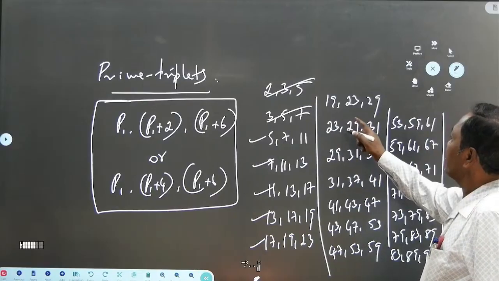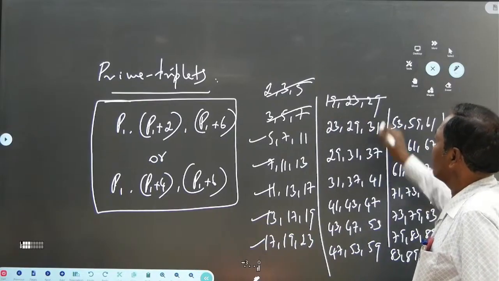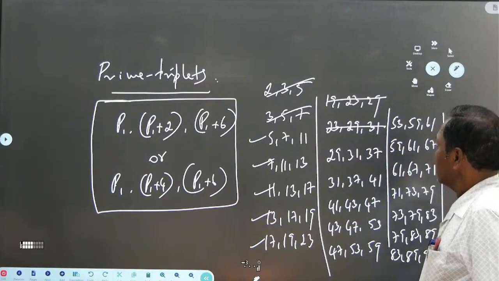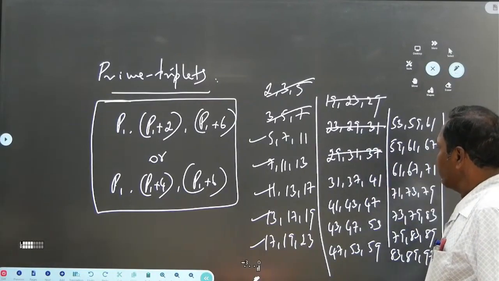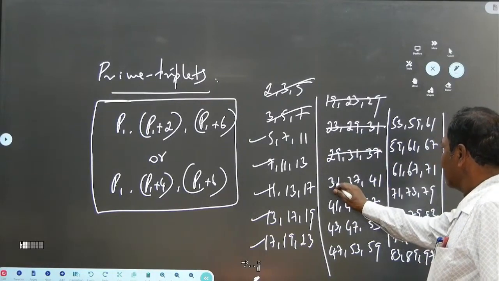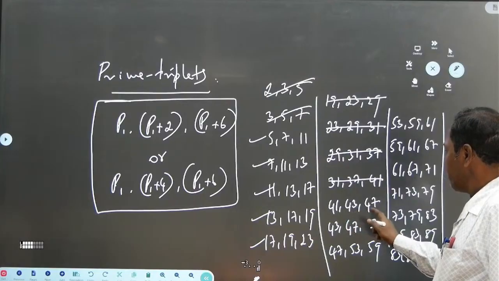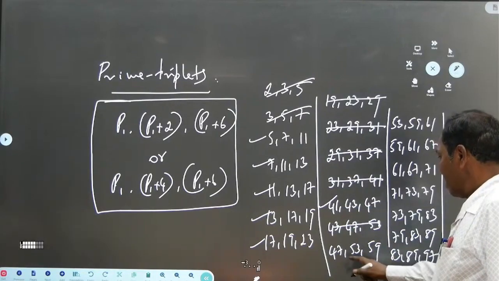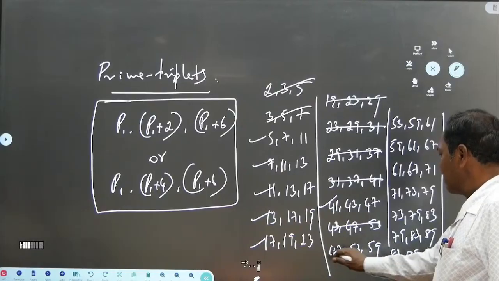And 19 plus 5, no, this will not qualify. Plus 6, no. And plus 3, no, this will not qualify. Plus 6, no. And plus 2 plus 4, this will qualify. Plus 4, no. And plus 6, no, this will not qualify.